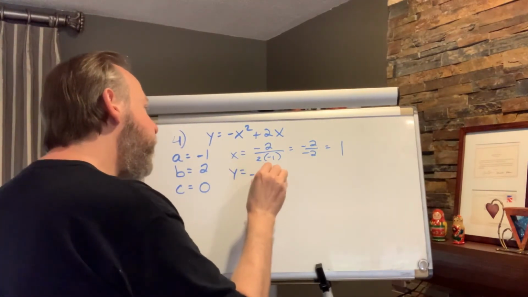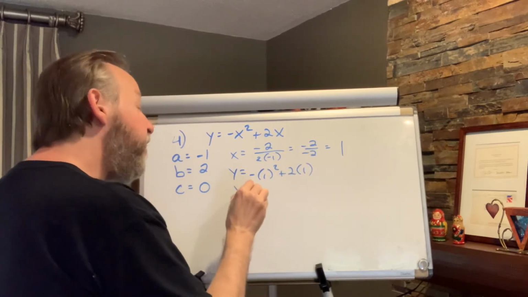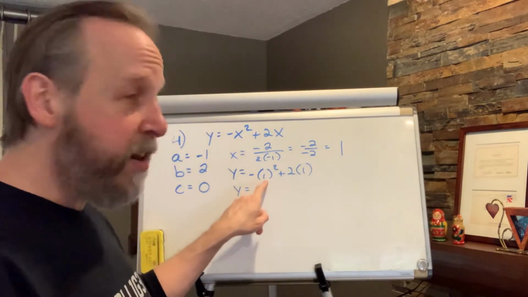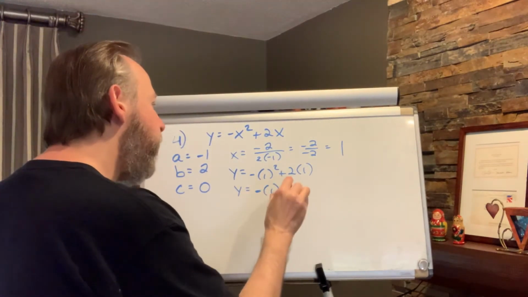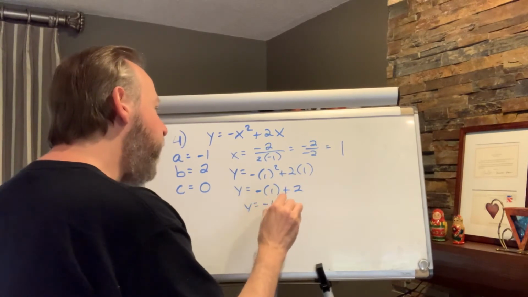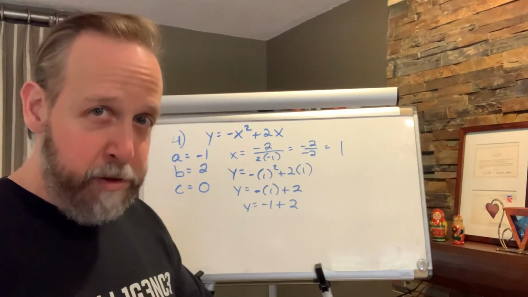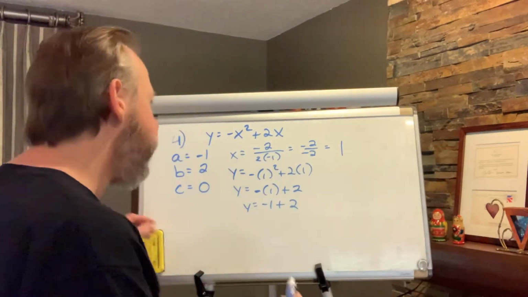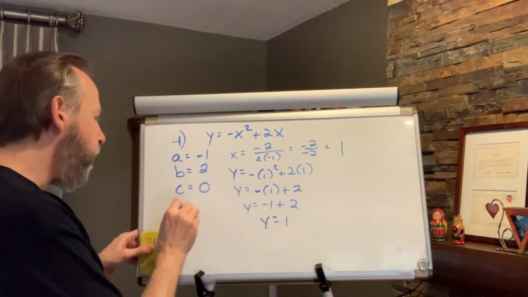Y equals negative, parentheses 1 squared, plus 2 parentheses 1. Parentheses are important because only the 1 is getting squared, not negative 1. So it's negative, parentheses 1, plus, well, 2 times 1 is just 2. That's negative 1 plus 2, because when there's a negative on the outside, when you finally multiply, the number becomes negative here. And that's just the number 1. Our vertex is at 1, 1.